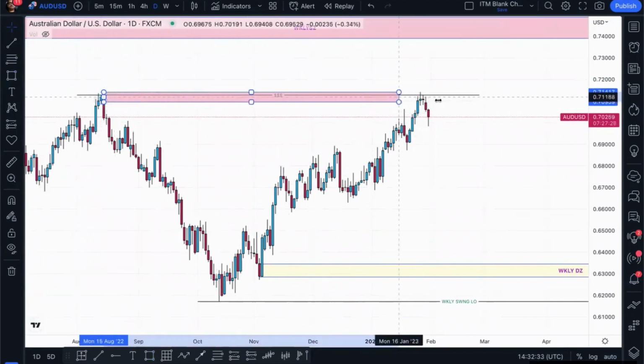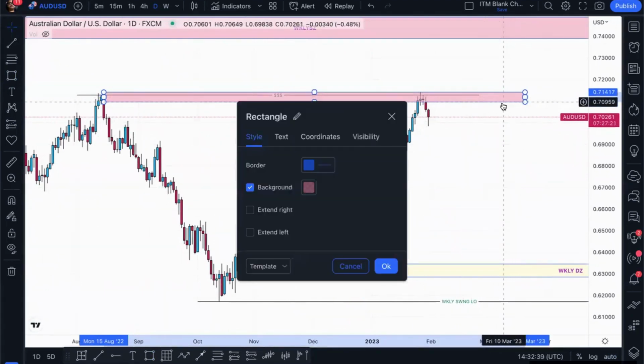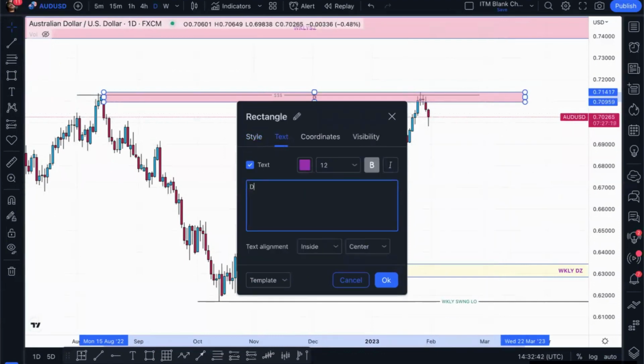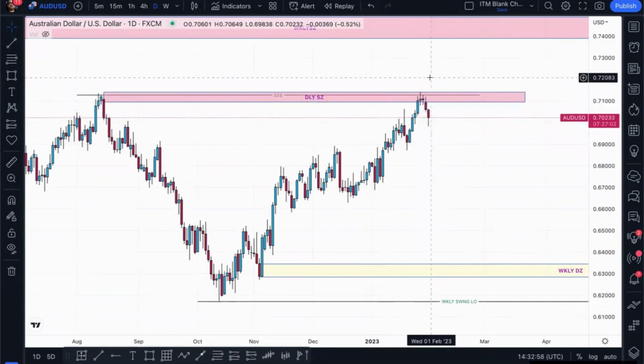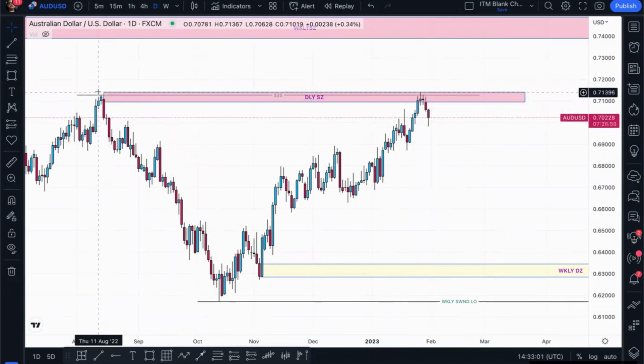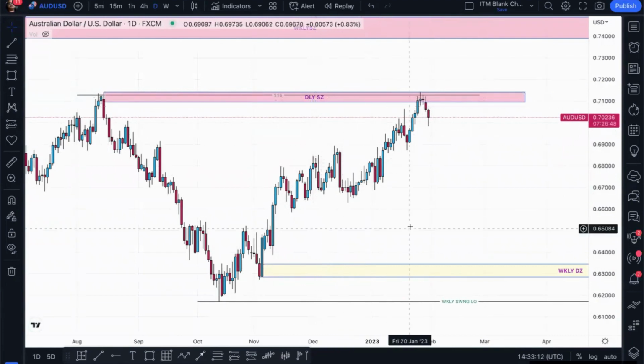And that one is actually a supply zone. That's my daily supply zone. So we can say daily supply zone. What happened with this daily supply zone? The price came into the zone and then it started coming down. However, it hasn't taken out this swing high right up here, but it has taken out all those liquidities in this V shape. So this was our valid supply zone on the daily time frame.